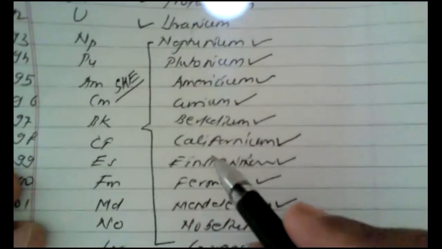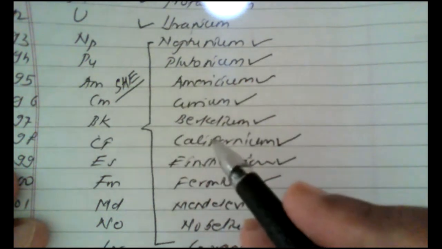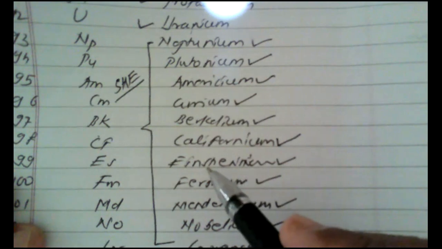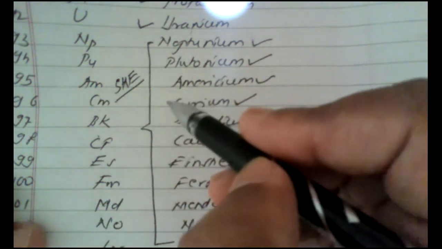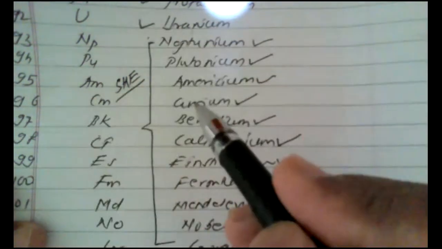For example, if we consider Californium having atomic number 98, it has a high atomic mass of 252. So these elements, as they exhibit comparatively higher atomic masses, are known as SHE elements of the periodic table, or super heavy elements of the periodic table. All these man-made or artificial elements are situated after uranium.